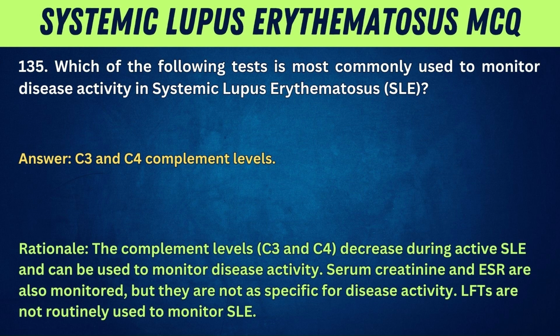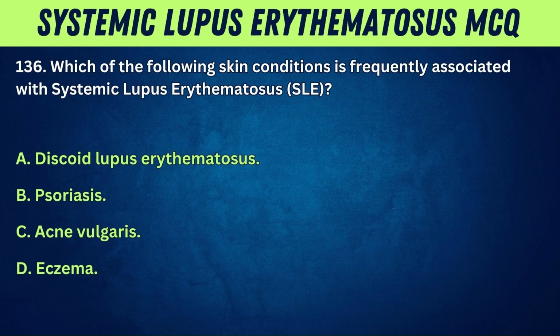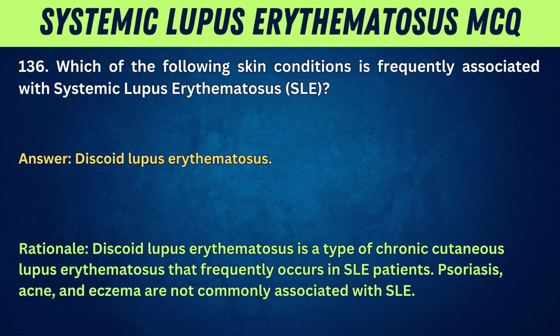Rationale: the complement levels, C3 and C4, decrease during active SLE and can be used to monitor disease activity. Serum creatinine and ESR are also monitored, but they are not as specific for disease activity. LFTs are not routinely used to monitor SLE. 136. Which of the following skin conditions is frequently associated with systemic lupus erythematosus, SLE? A. Discoid lupus erythematosus. B. Psoriasis. C. Acne vulgaris. D. Eczema. Answer: discoid lupus erythematosus.